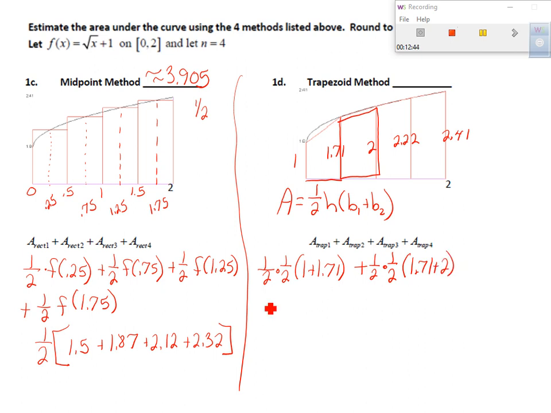Now let's go get our third trapezoid. I've got a 1/2. The height is also 1/2. The 2 bases that I'm working with this time are the 2 and the 2.22. And then last but not least, my fourth trapezoid, 1/2 the height times the 2 parallel bases.